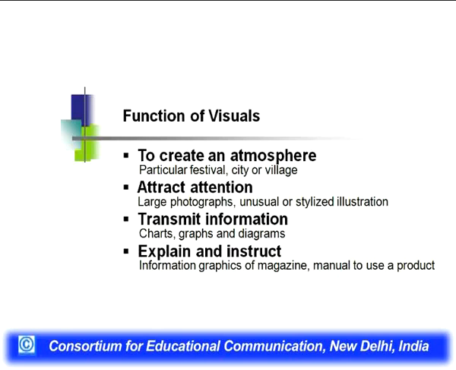Transmit information. Many visuals can transmit information, such as charts, graphs, maps, etc. A chart will give you different types of statistical information which would be difficult to understand in written or mathematical form, but in chart form one can easily understand it so instantly.